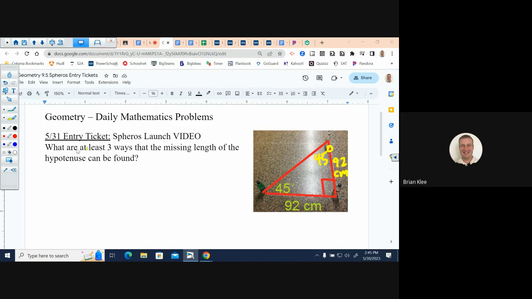So option number one, since we know both the legs, we can go 92 squared, Pythagorean theorem, plus 92 squared has to equal c squared. I cancel out squares by square rooting. I grab my calculator and I do the square root of 92 squared plus 92 squared all inside a square root. And we get about 130.1. Okay, so that's going to work if I know these two legs.